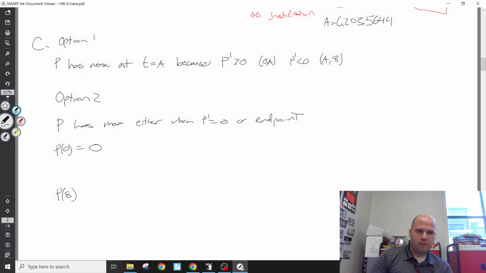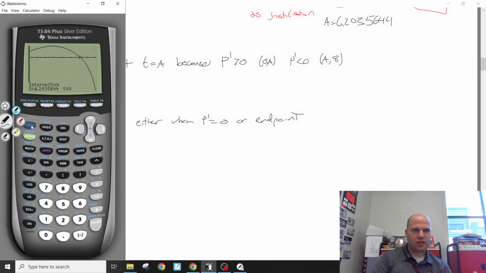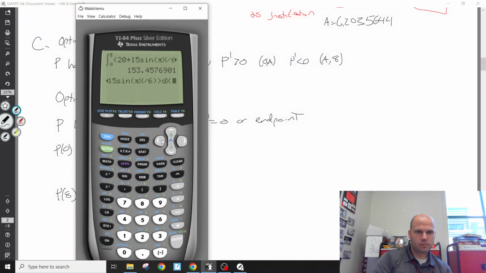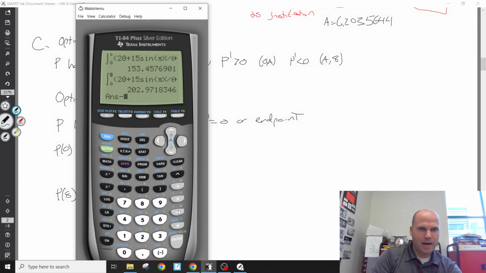P of 0 is 0. P of 8 we can find. Now, here's where, instead of having things separated in terms of integrals, which we could do, we could go in from 0 to 8 minus out from 0 to 8. Let's actually do the out from 0 to 8 separately.